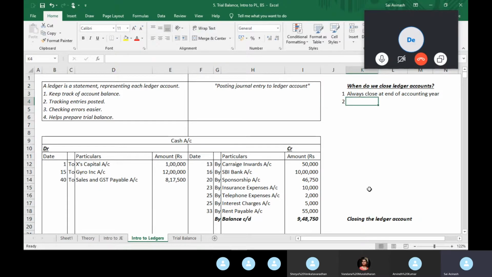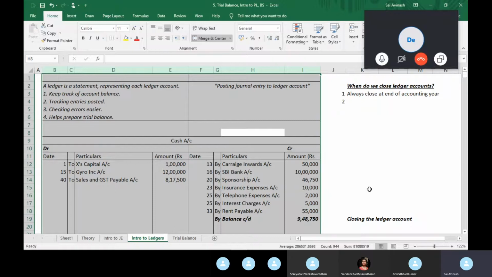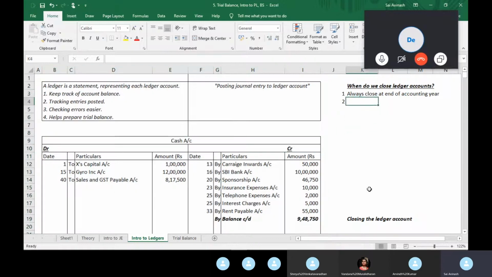In school, if you notice, you will actually be using notebooks which have the ledger format printed on them, right? You will have all these different columns printed in rows in the notebook itself. So, to take the account balance to the next page.